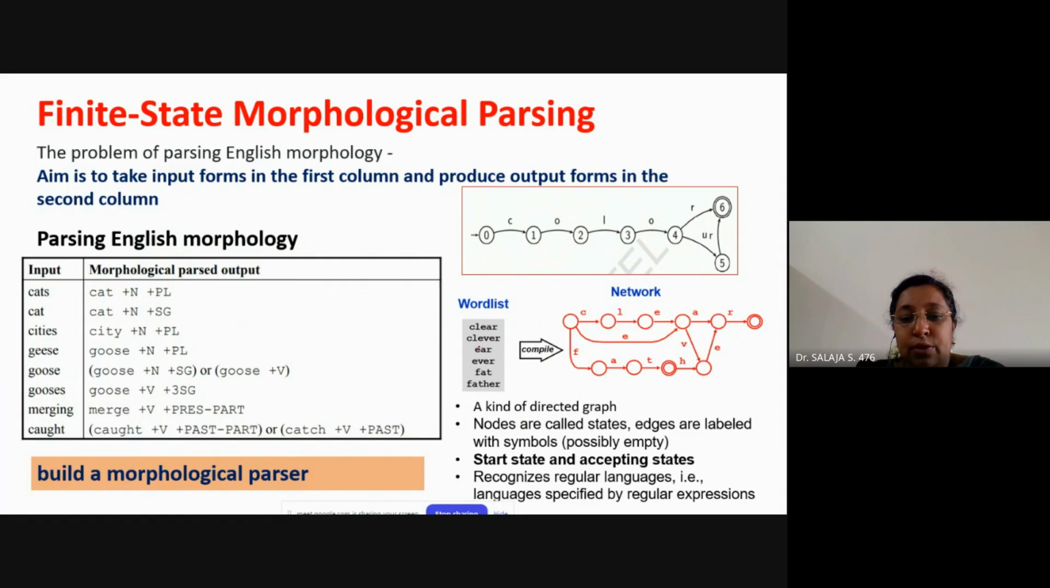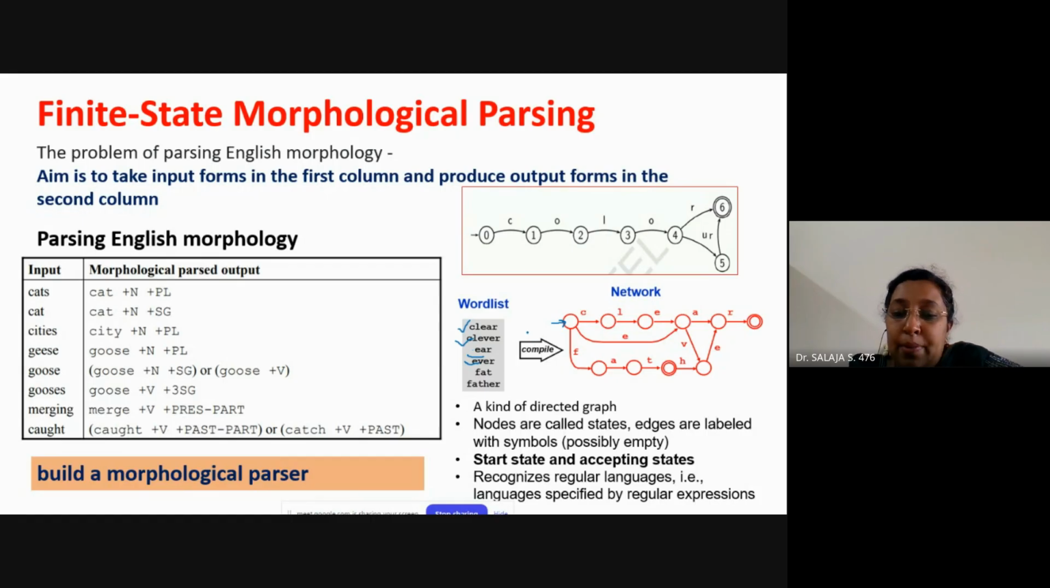Just take this example. You have clear, clever, and various other words given to you. The first one is clear, so the first state becomes the initial state. By reading characters, you have taken four words: clear, clever, and then ever, year, fat and father. All these things are being given to you.